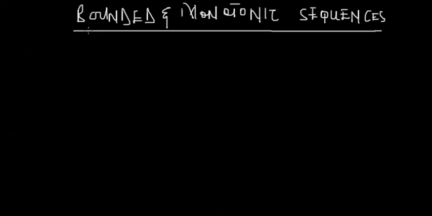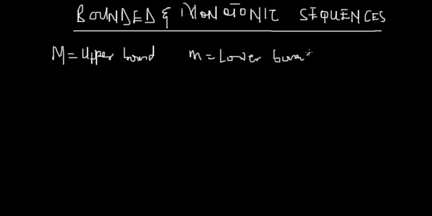When we talk about bounds, we have upper bound and lower bound. This is how we represent them. The upper bound is represented with an uppercase M, and we have lowercase m representing the lower bound. This is how we represent this in the form of a number line.